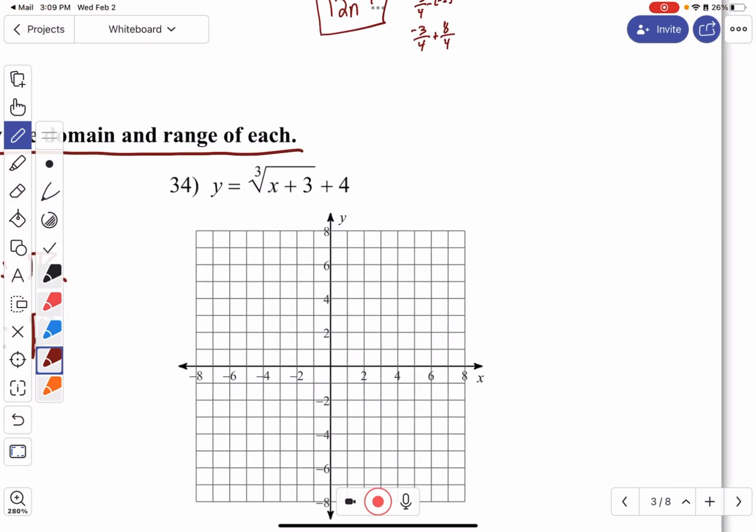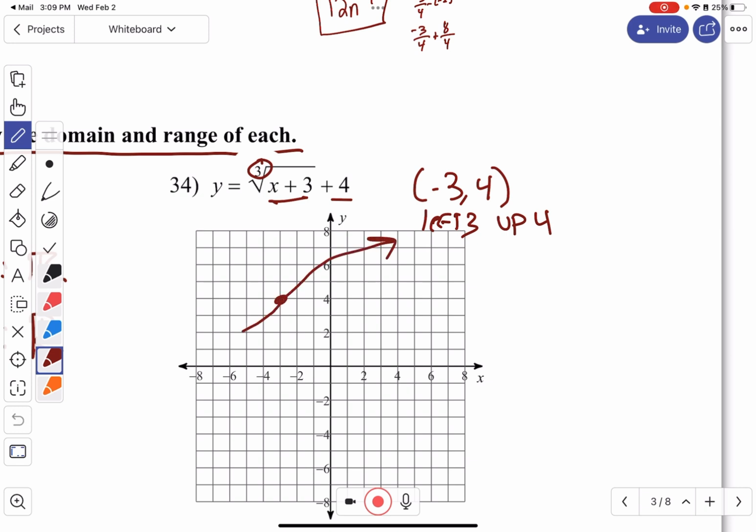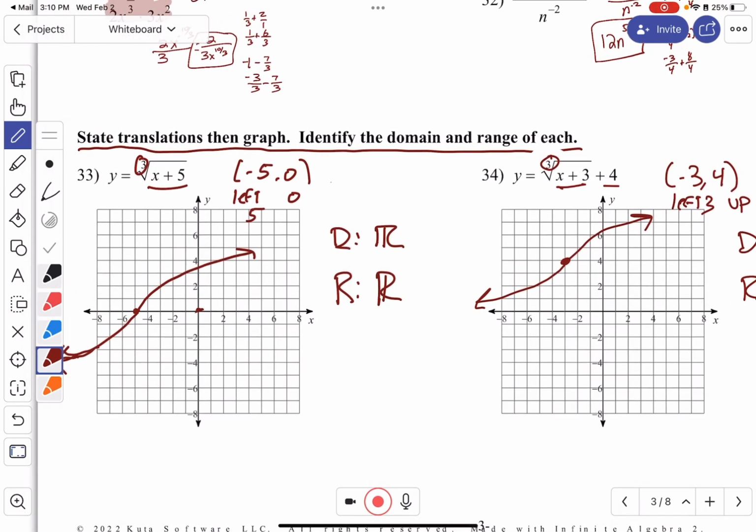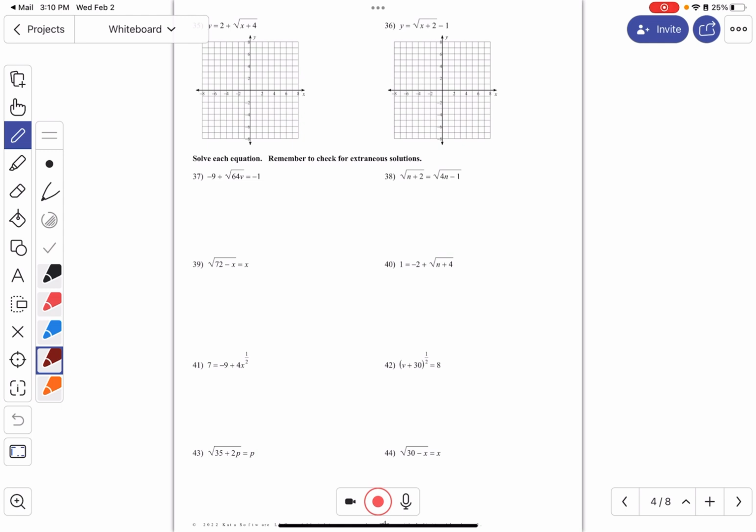Number 34. Again, it's cubic. I'm just using that to help me graph it. So we're going to go negative 3, 4 in this case. Opposite of what we see is our x value. What we see is our y value. So this is going left 3, up 4. That's the translation. So left 3 up 4, that's our starting point. It's cubic, something like that. Domain, because it's cubic, is all reals. Range, because it's cubic, is all reals. And the last page, holy reviews.